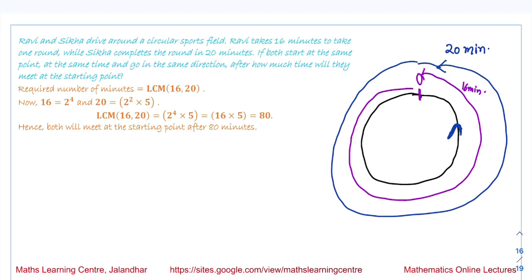So what this means is that after 16 minutes Ravi will reach over here, and Shikha will be somewhere over here. This is after 16 minutes. If both start at the same point at the same time and go in the same direction, after how much time will they meet at the starting point?